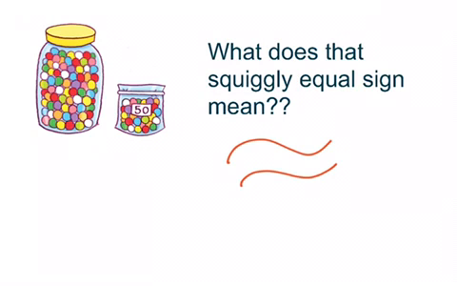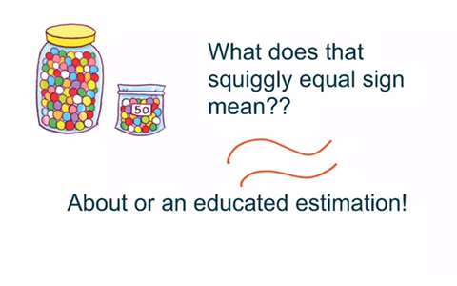Okay. What does that squiggly equal sign mean? When you see your regular equal sign, that means equal, more of an exact number. When you see the squiggly line, that means about or an educated estimation. We don't want to say guess because it's not really a guess. It's more of a closer, educated estimation.